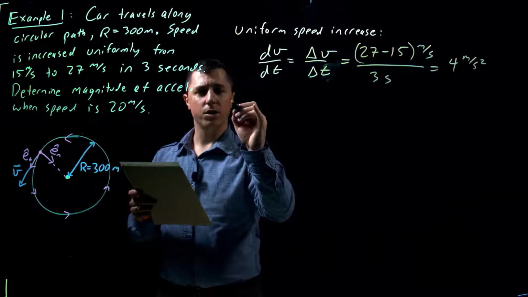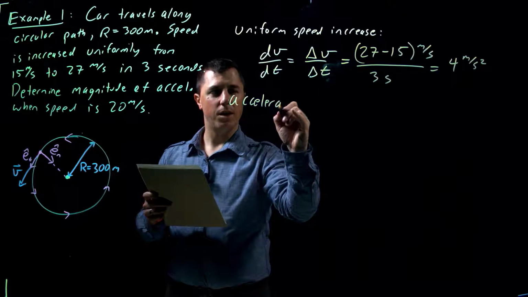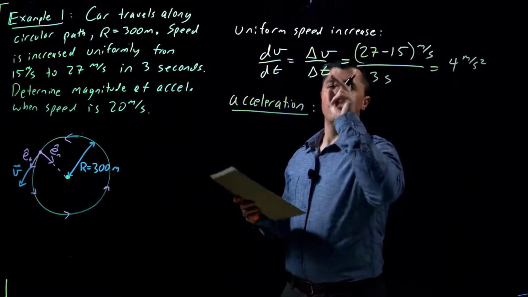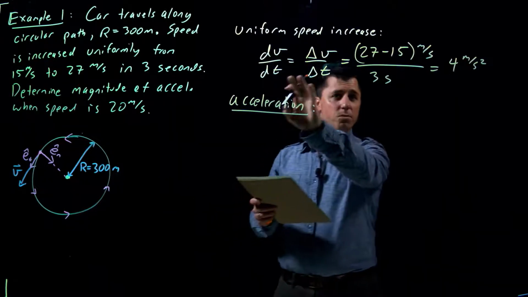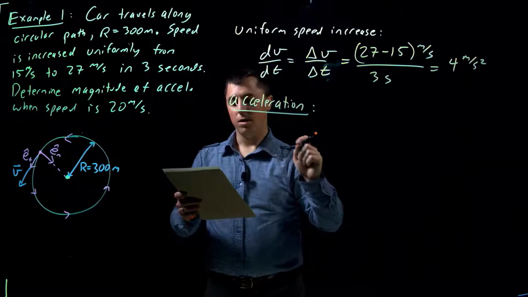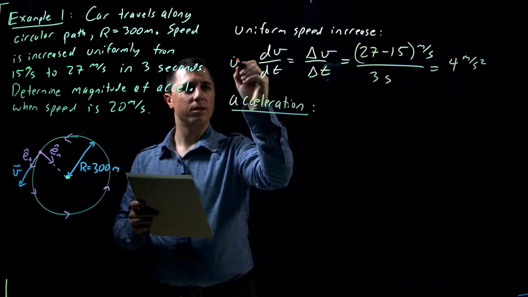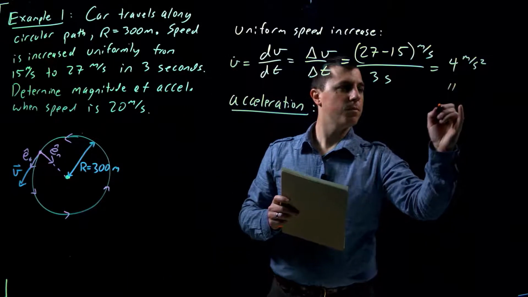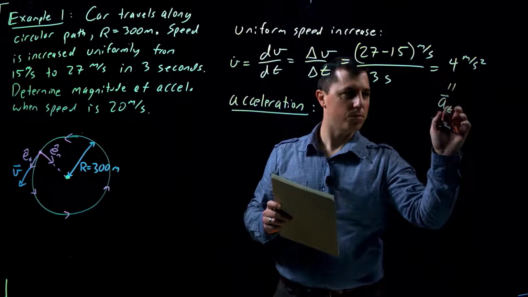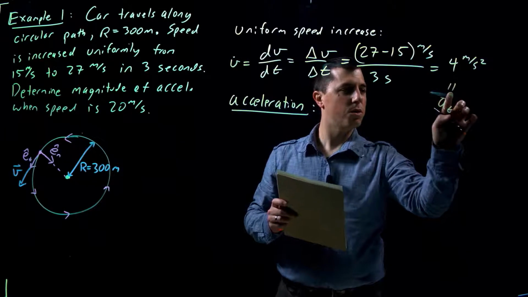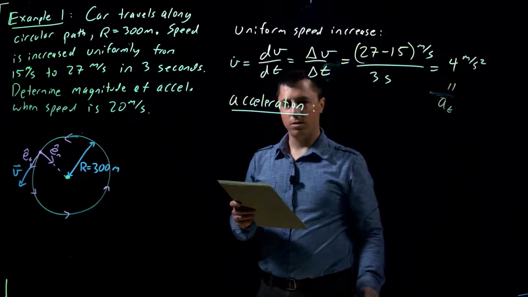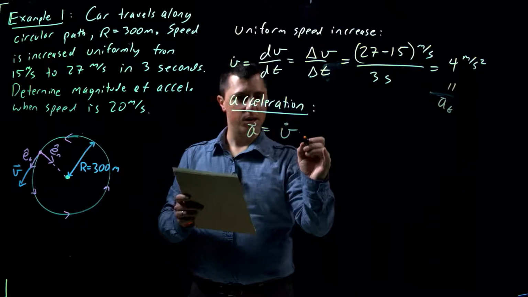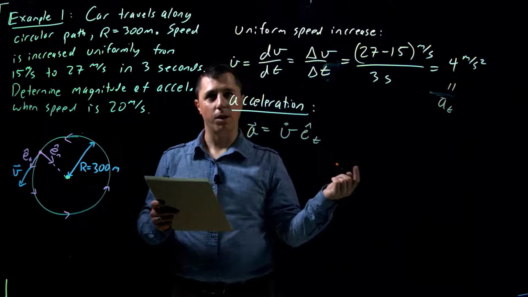Okay, so our acceleration, though, we need to be careful with this. We're asked for the magnitude of acceleration. This represents an acceleration, dv/dt. This is v dot. But in terms of natural coordinates, that is the tangential acceleration. This is the tangential component of acceleration. Remember, the acceleration vector is dv/dt in the tangential direction, or a sub t.